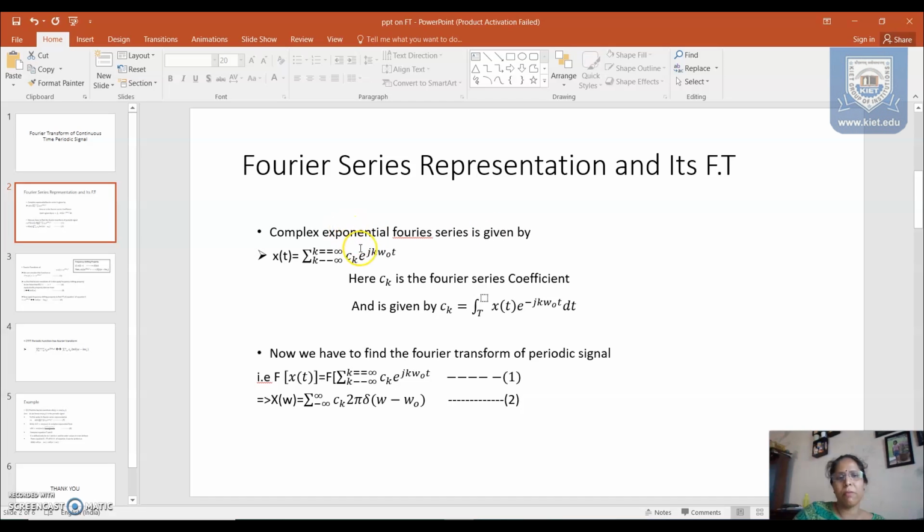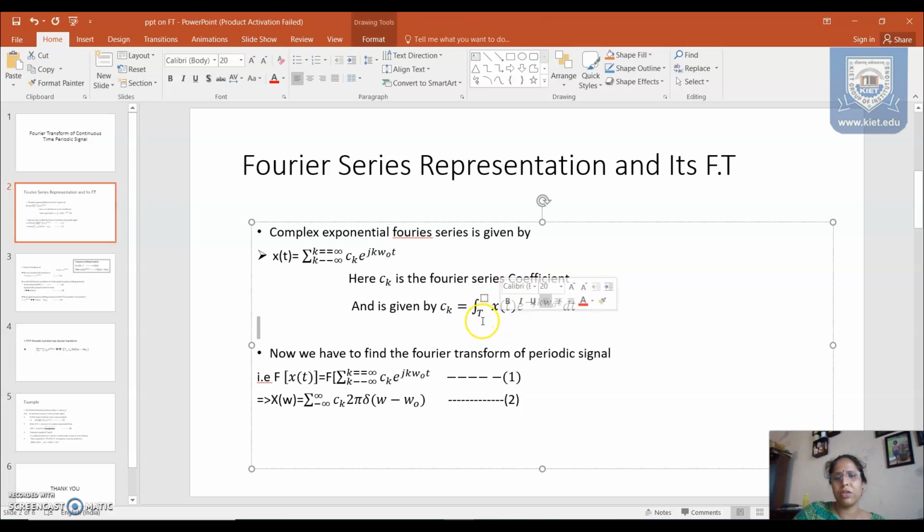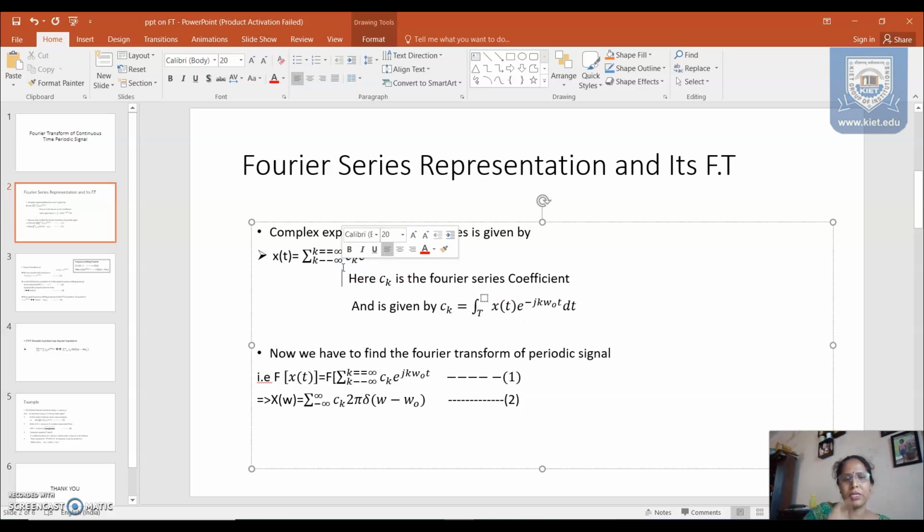Here we have used the complex exponential Fourier series representation and it is given by the expression x(t) equals summation k equals minus infinity to plus infinity c_k e^(jk omega naught t). In this, c_k is the Fourier series coefficient and it is given by this expression, integration over an interval T of x(t) e^(-jk omega naught t) dt. Now we have to find the Fourier transform of this representation and it is shown by equation number 1.